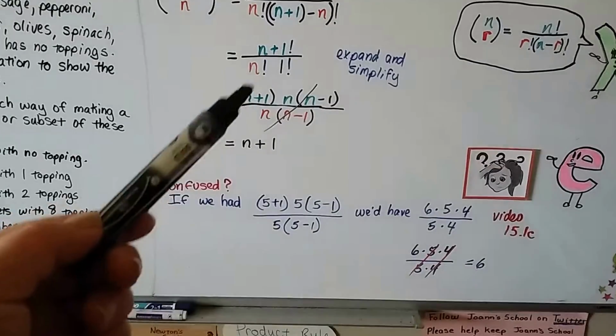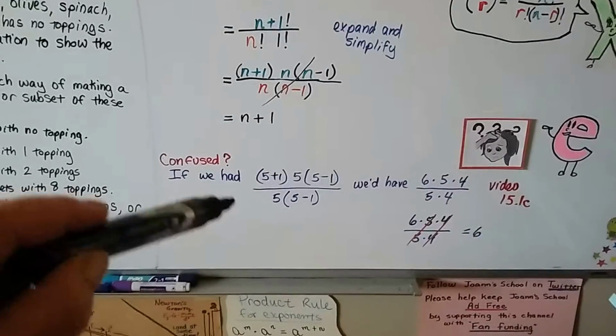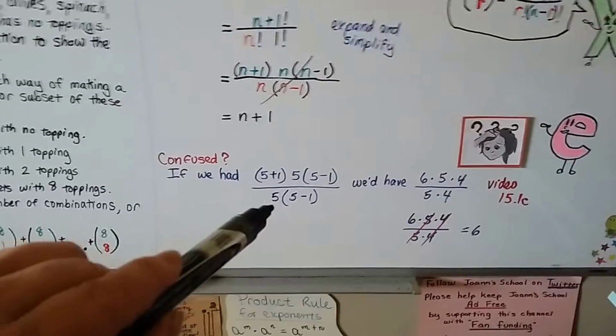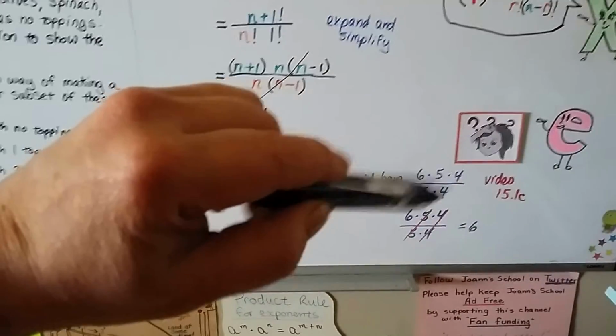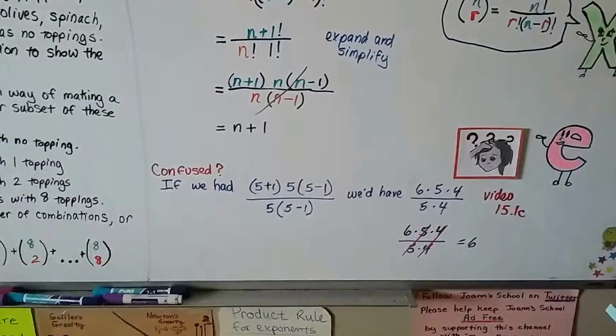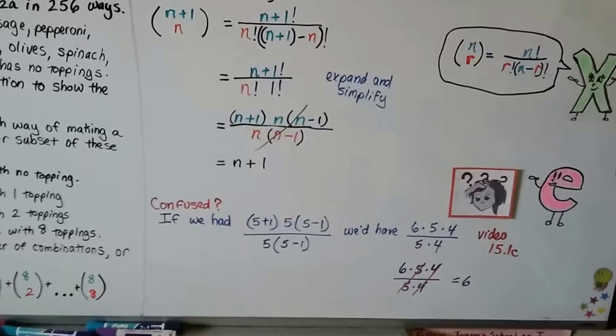It would be as if we had 6 times 5 times 4. And it's going to be divided by 5 times 5 minus 1, which means 5 times 4. We can cancel out the 4s and the 5s, and we're left with the 6. So see how I was left with the n plus 1? All right.